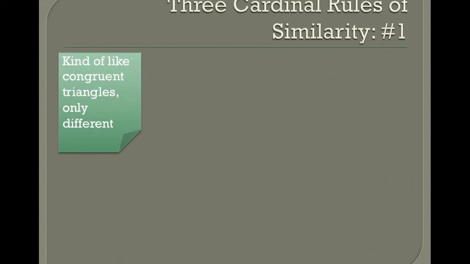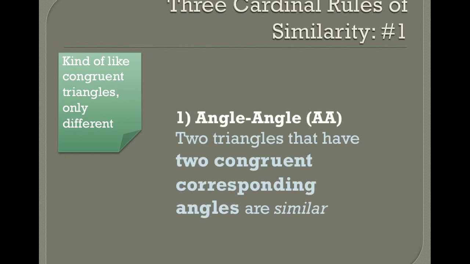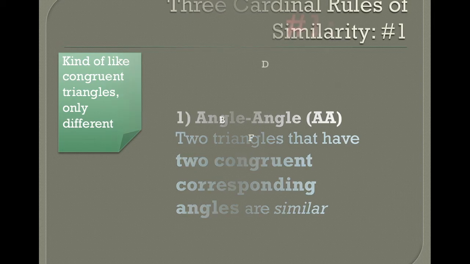So congruent triangles had cardinal rules, 3 of them. We looked at them all, SSS, SAS, ASA. But similar triangles also have rules like congruency. Some are the same, but they're applied differently. Our first cardinal rule for similarity is called angle-angle, or AA, which says that two triangles that have congruent corresponding angles are similar.